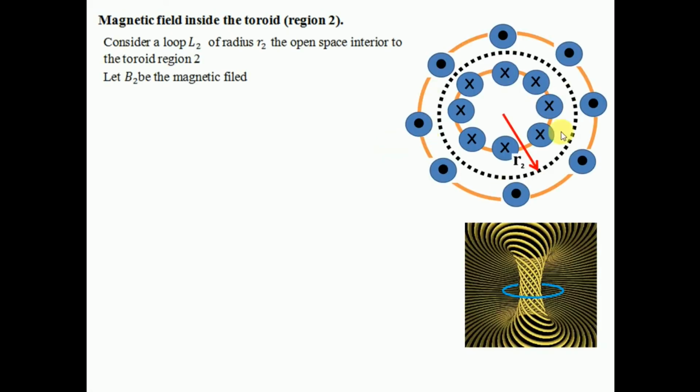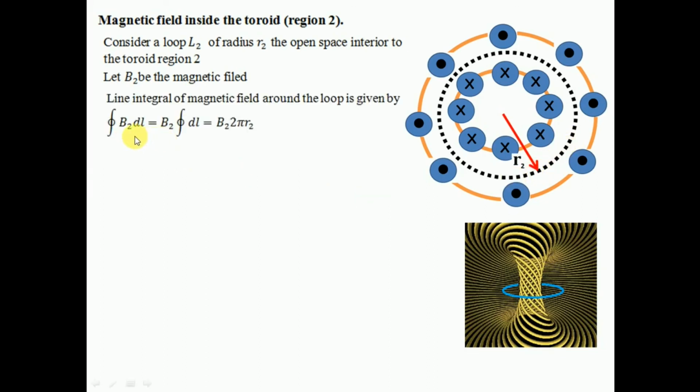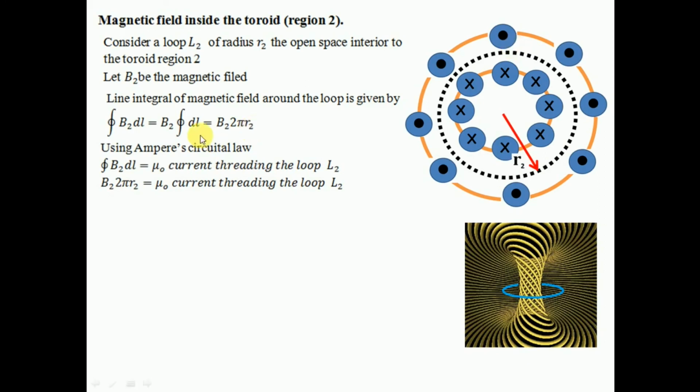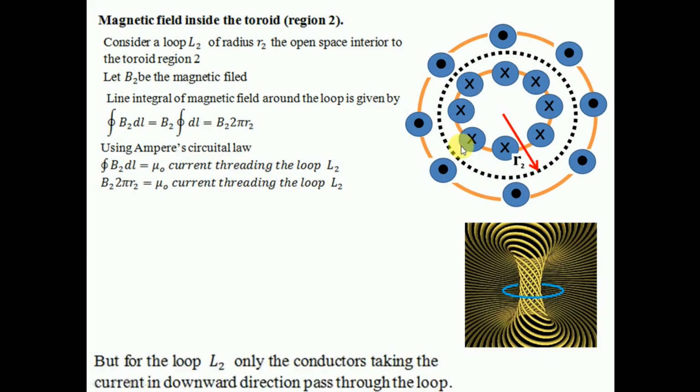Now let us consider region number 2, which is the region inside the toroid, and I am considering a loop of radius r2 and B2 be the magnetic field out here. The line integral of the magnetic field can be given by the closed integral B2 dot dl. So the integration of dl is 2 pi r2, the circumference of this loop. According to Ampere's circuital law, the line integral of the magnetic field can be given as mu naught times the current flowing through the loop L2. As you can see, this loop will only enclose the conductors which are taking the current in the downward direction.